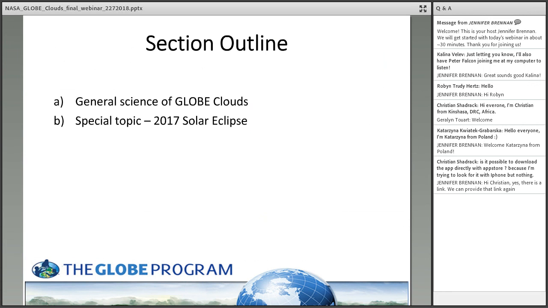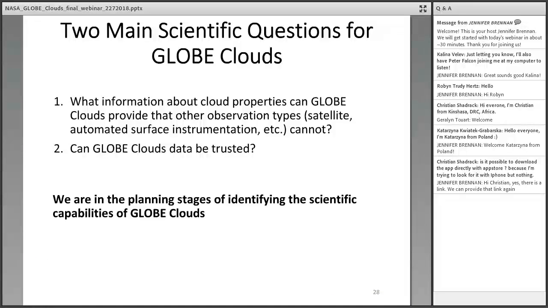Okay, so I'll be talking about a couple of topics in particular. I'll start off by talking about the general science of GLOBE Clouds, the application. And second, I'll be talking about a special topic, which was the 2017 total solar eclipse. Okay, to start with the general science.